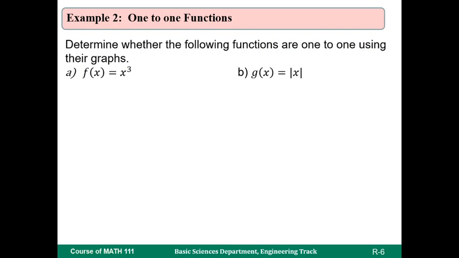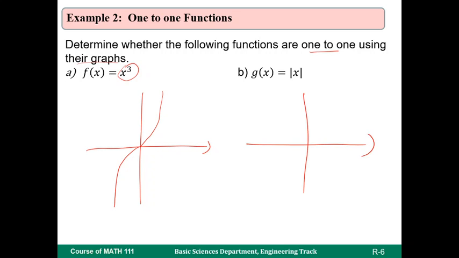Now let's look at this example. Determine whether the following functions are one-to-one or not using their graphs. So we can use the horizontal line test here, but first we need to make the graph of these functions here. X cubed has this graph, and the absolute value of x has this graph.